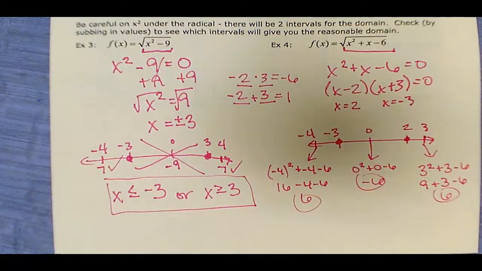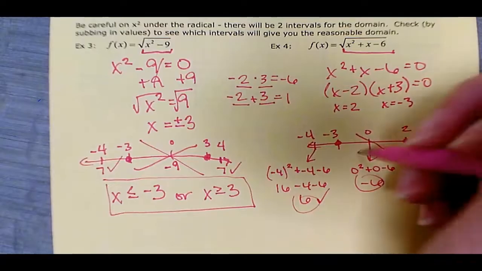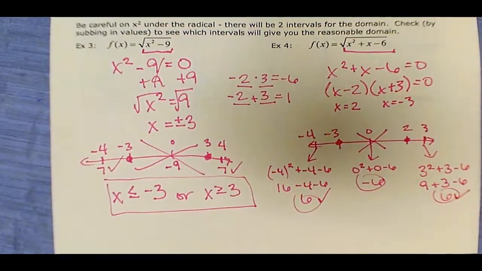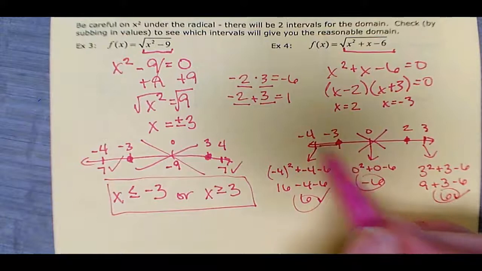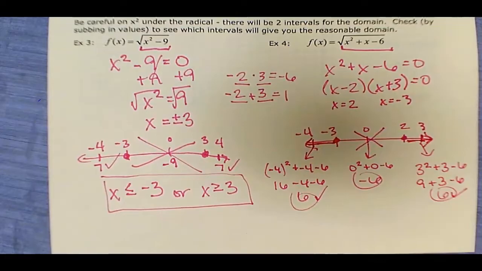So as I substitute -4 in place of x, I learned that the radicand would be 6, so that would be okay. That's a positive number. If I substitute 0 in place of x, then I end up with a radicand of -6. That's not okay, so that means the middle section is not part of my domain. And then if I take a 3 and I substitute it in place of x, I end up with a radicand of 6, which is a positive number, and that's okay as well. So that means that anything that is to the left of -3 and anything that is to the right of +2 are part of my reasonable domain.